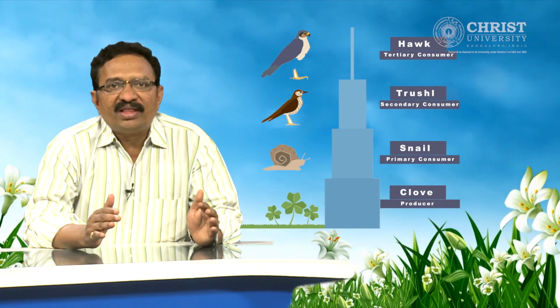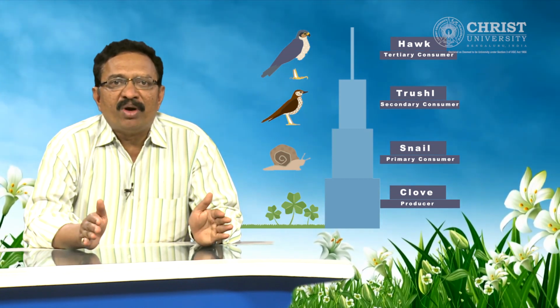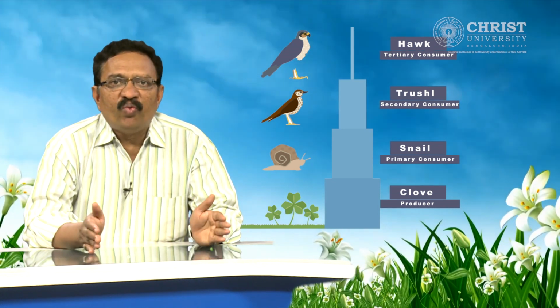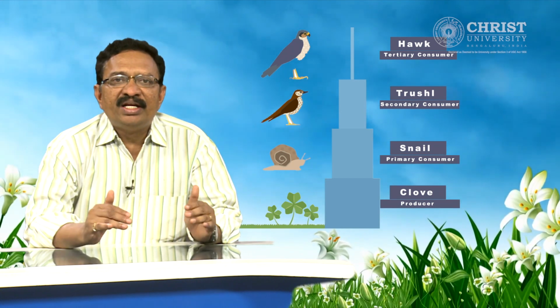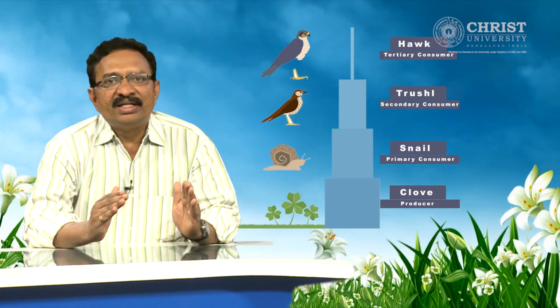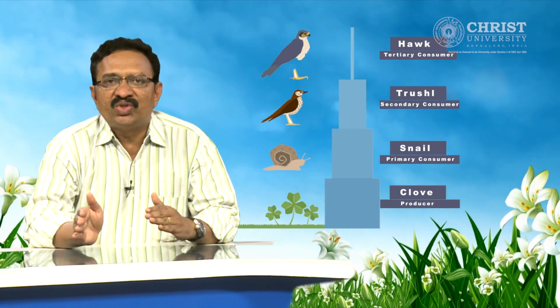Thus, 1000 kilograms of vegetation produces a biomass of only 100 kilograms of herbivores, which in turn form only 10 kilograms of biomass of first order carnivores, that give rise to just 1 kg of biomass of second order carnivores, and so on. Thus, a vegetarian diet can support a larger population than a non-vegetarian meat diet.